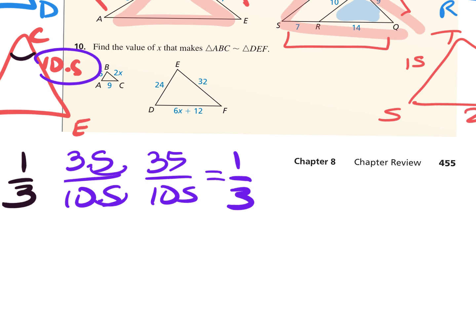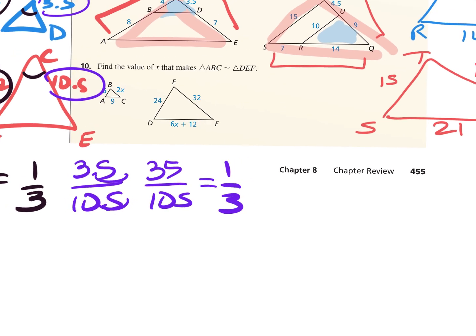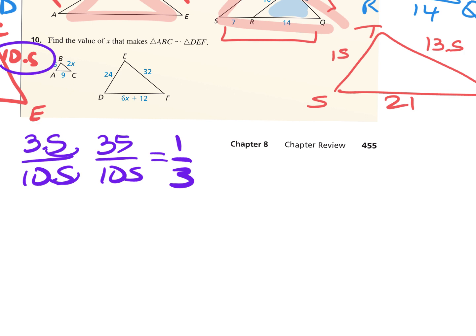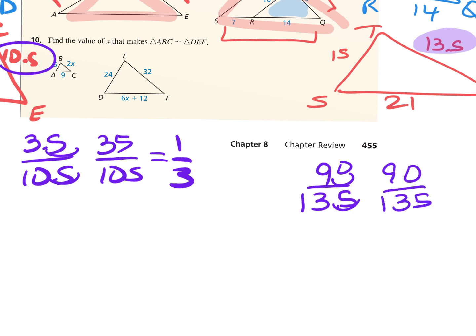Now, I don't have a similarity statement, but again, I'm going to go by the size of the numbers. So I'm going to look for my smallest number here, which is the 9, and it's going to match with the smallest number here. So I need to simplify 9 over 13.5. I can times it by 10, so I'll move a decimal point. So it becomes 90 over 135. And then I can divide them both by 45. So it simplifies 2 to 3.